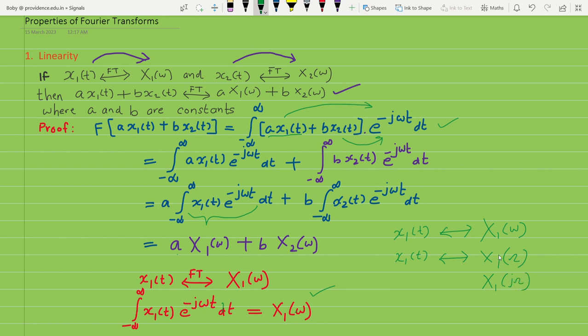So these are simply some notations or indications of the Fourier transform. Different textbooks give notations in different forms. That's all. X1 of omega is nothing but the Fourier transform of x1 of t. You can represent it in these other ways also. Okay, so this is the first property, that is the linearity property. Thank you.